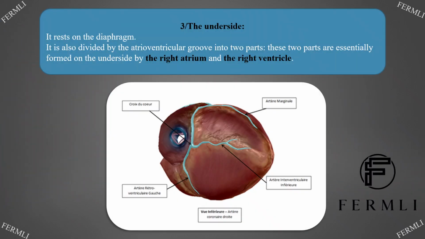3. The underside. It rests on the diaphragm. It is also divided by the atrioventricular groove into 2 parts. These 2 parts are essentially formed on the underside by the right atrium and the right ventricle.